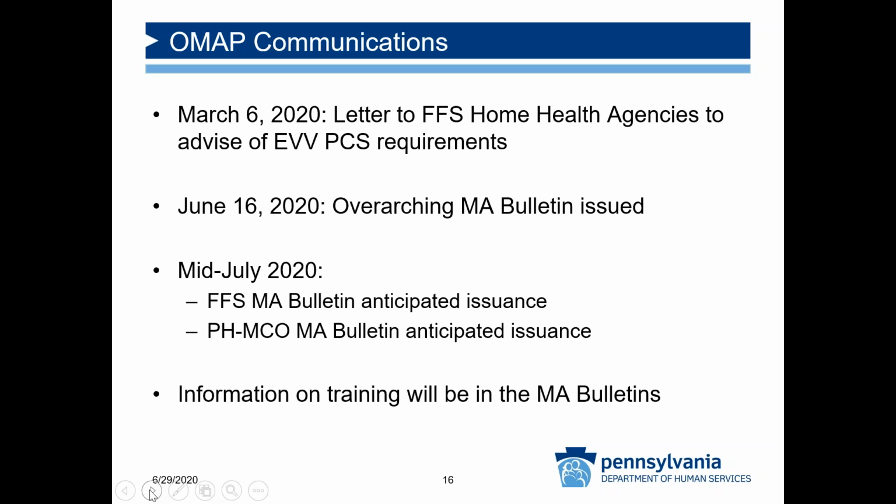As far as communications, March 6th of this year, a letter went to fee-for-service home health agencies to advise them of the EVV PCS requirements. June 16, a more all-encompassing MA bulletin was issued. And mid-July, we have an anticipated issuance of the fee-for-service MA bulletin and the physical health MCO MA bulletin. Information on training will be in the MA bulletins.